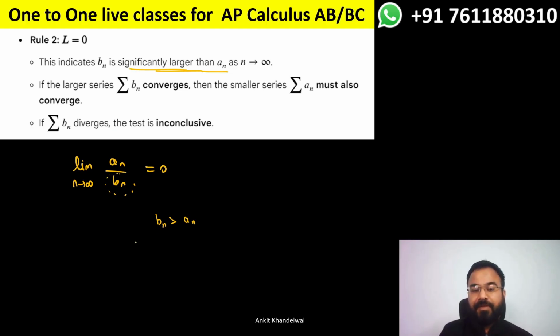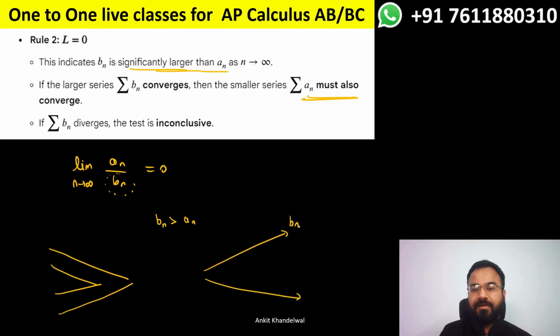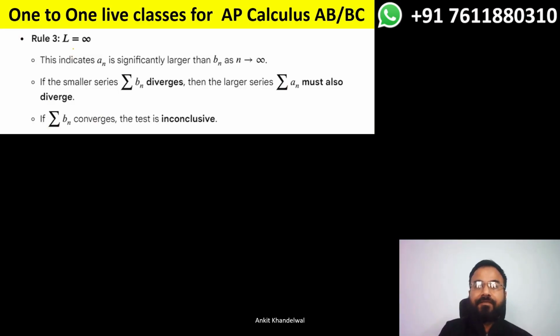Now we know bn is greater than an. So if the larger series bn converges, then the smaller series has to converge. This we have done in the direct comparison test. And if the larger series bn diverges, then we cannot comment upon an. The test is inconclusive because an can be diverging or it can be converging also, just like in the direct comparison test.